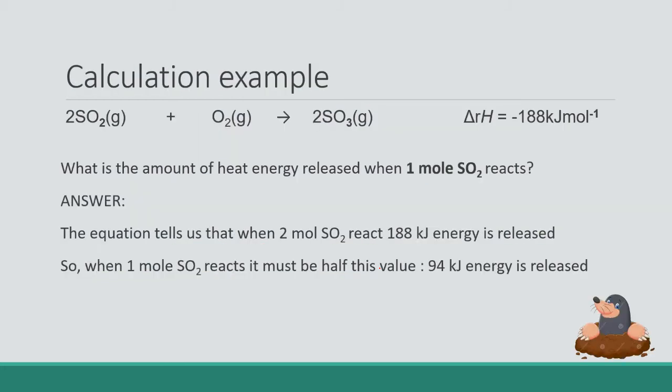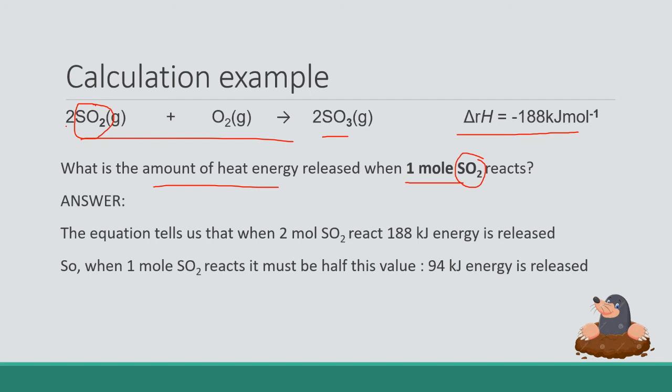Okay, we're going to go through an example here. We're going to use this chemical equation for sulfur dioxide plus oxygen making sulfur trioxide, and it releases 188 kilojoules per mole. So the question is, what is the amount of heat energy released when 1 mole of sulfur dioxide reacts? So we go and look at our equation, and sulfur dioxide is this one here because it's a reactant.